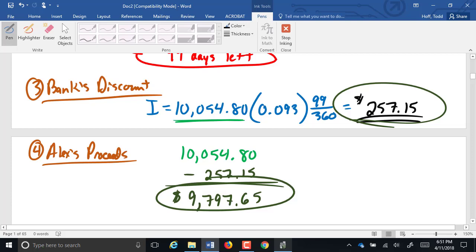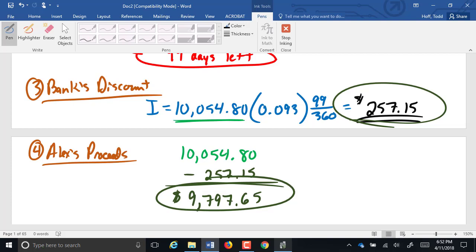Now, a couple things I'm going to point out here. One, how much was the original loan for? $9,800. Alex lost $2.35 in this whole process. So there are two things.